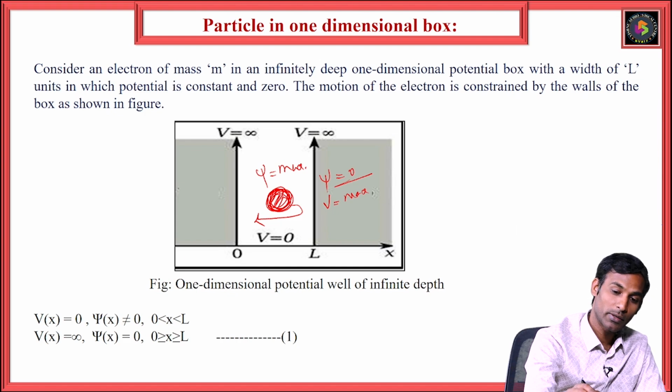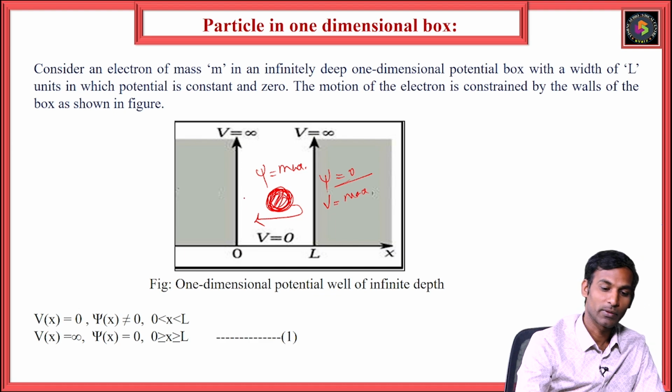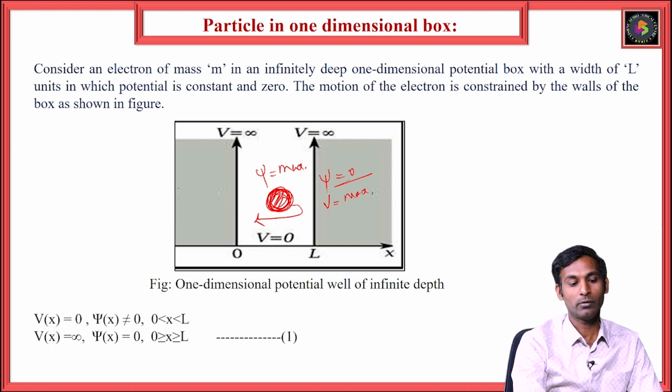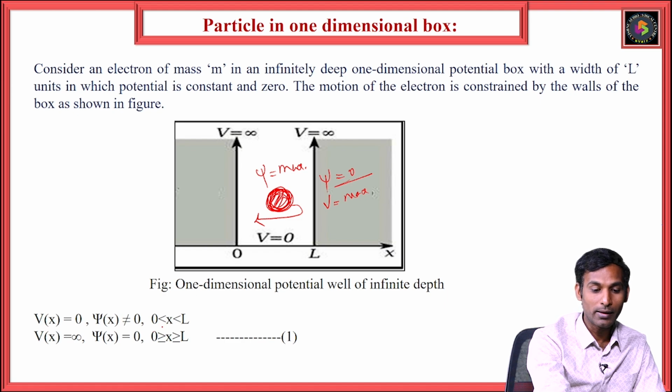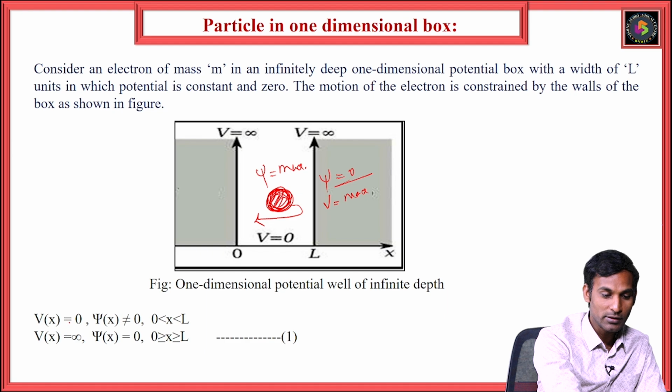That means the potential energy of the particle must be changed from 0 to a finite value. The height will be nearly infinity. So from the limitation point of view, I am writing here two formulas. When the particle is moving in 0 less than x less than L, the potential energy should be 0.